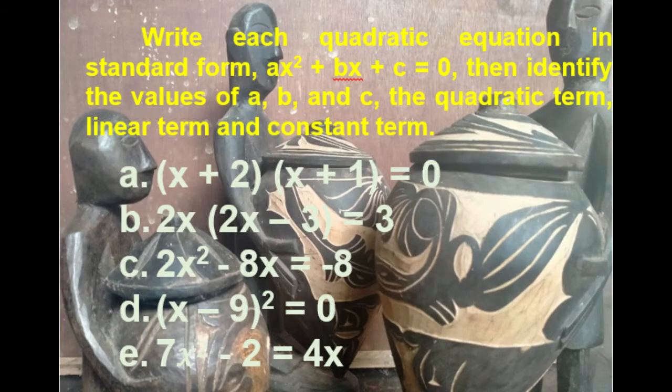Okay, here is our first activity. Write each quadratic equation in standard form, ax squared plus bx plus c is equal to 0. Then identify the values of a, b, and c, the quadratic term, linear term, and constant term. You can pause right here and then continue later to check on your work.